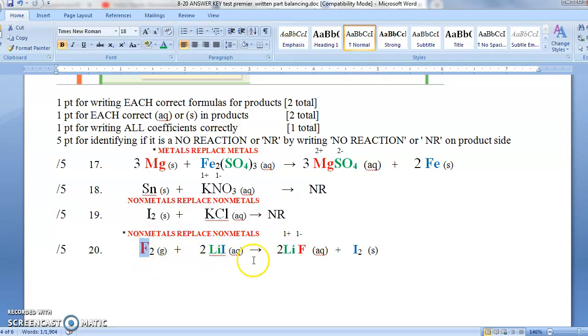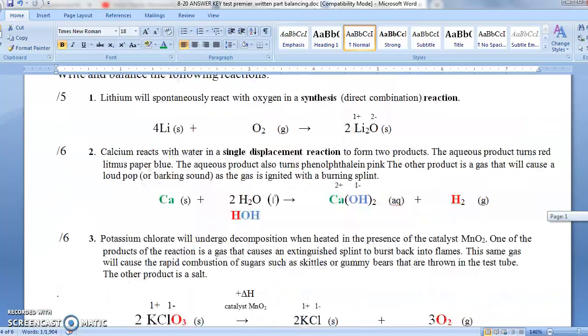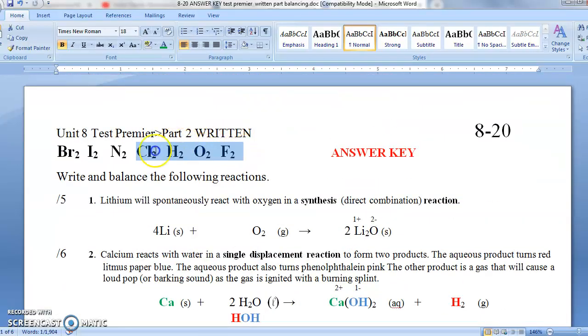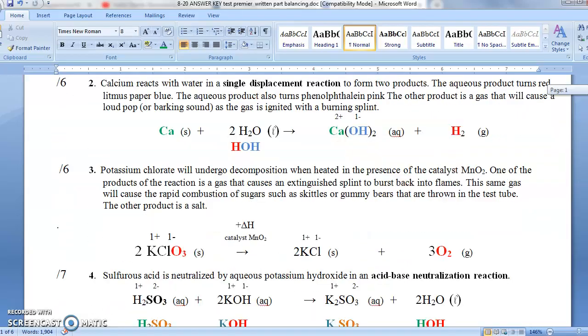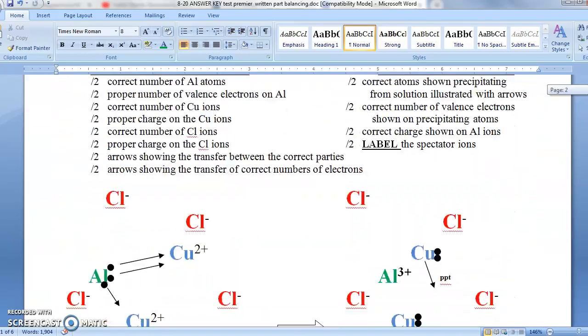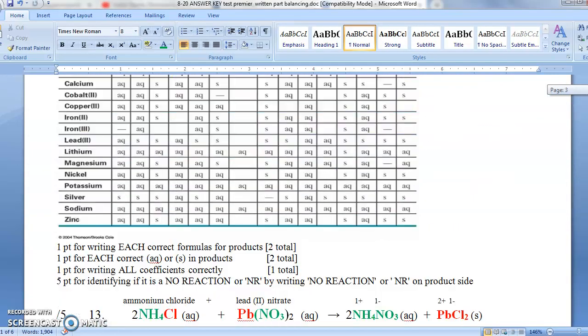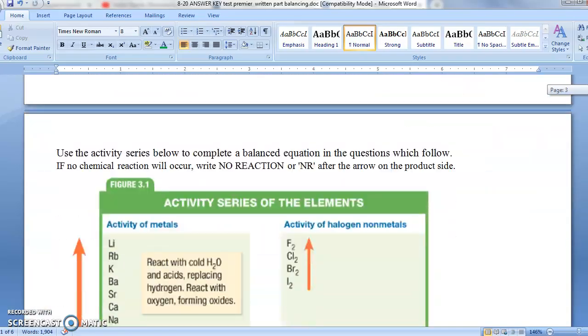Why is there a 2 after the fluorine there? You will remember all the way on the front page, there's our diatomics. Our halogens, fluorine, chlorine, bromine, and iodine. Those are always diatomic. Family 7, they need to share 1 electron with each other to get 8. They'll form a single bond to end up with 8.